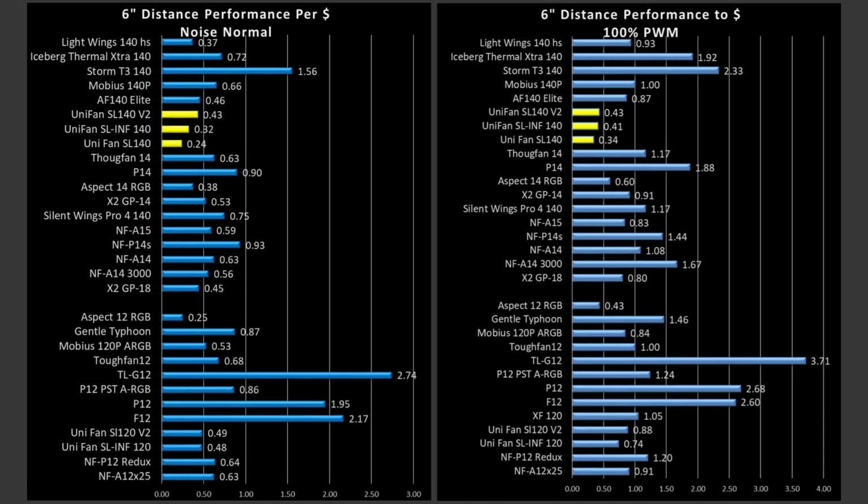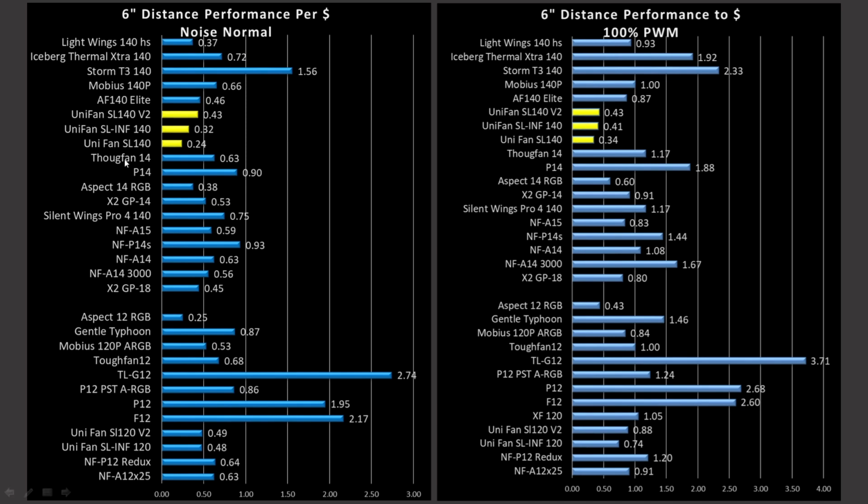So what is value proposition? Value proposition is a relative performance per dollar. What it isn't is maximum performance. This isn't how good this fan actually is. It is simply an indication of how good it is for a currency, per dollar. So you need to decide what is most important to you.